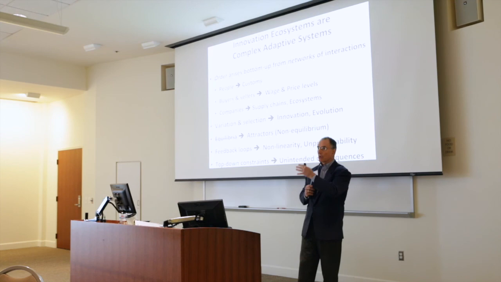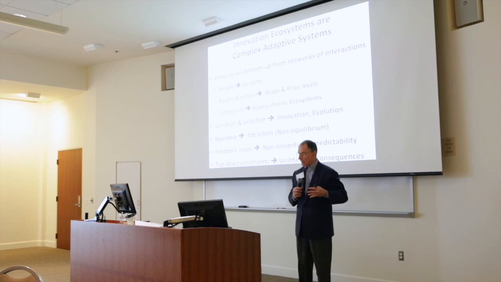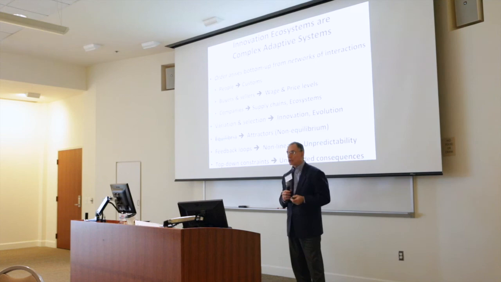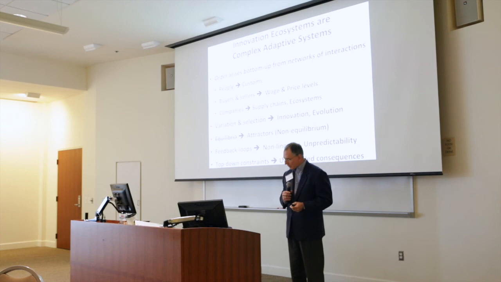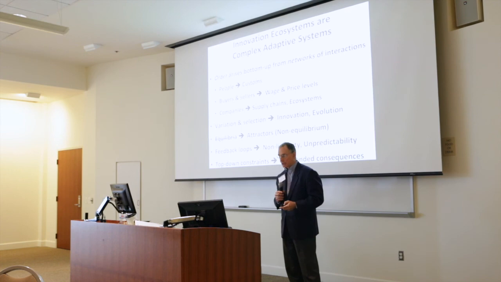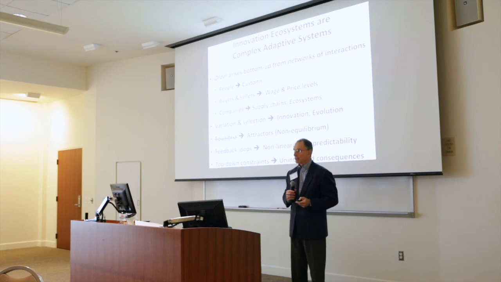These are all examples of the order, different types of order, which arise from the interactions of all of these individuals or agents. Such systems feature variation and selection, which give rise to innovation and evolution. They are never at equilibrium, in spite of what they might have taught us in Econ 101, but complex adaptive systems are dynamic. They're always changing. There can be feedback loops, which can lead to nonlinearities and unpredictability. And if you try to constrain these systems top down, you get unintended consequences.